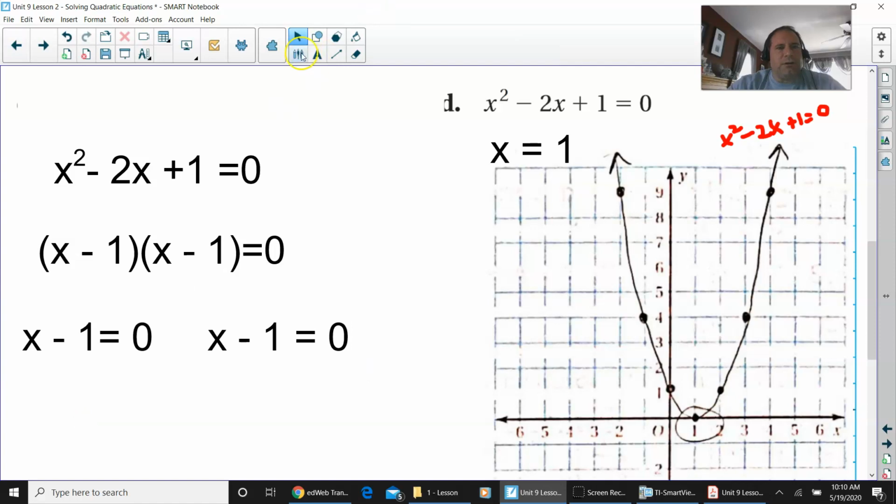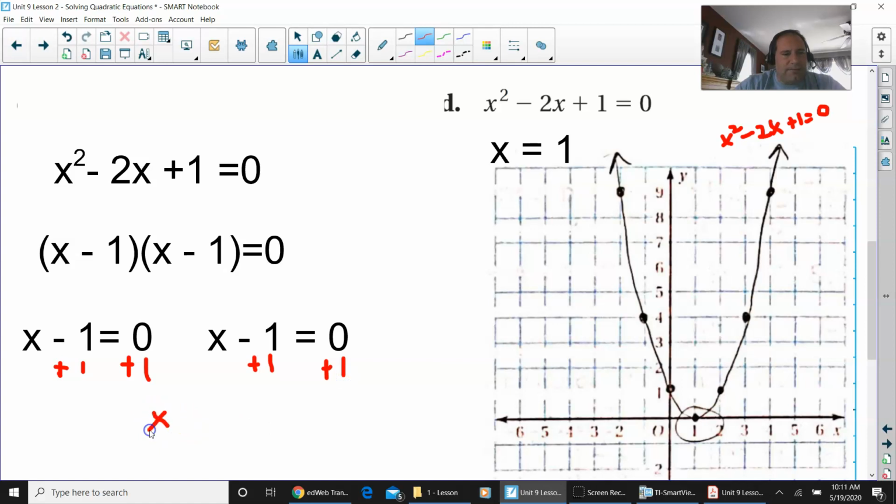So you would add 1 to both sides. Adding 1 to both sides would make this x equals 1 for both. Since they're the same thing, I wouldn't even write down the second one, but it is x equals 1. And look how it matches what we have graphically. There, right there. So that's basically it. And I just wanted to go over a couple with you algebraically before we move on with the lesson.